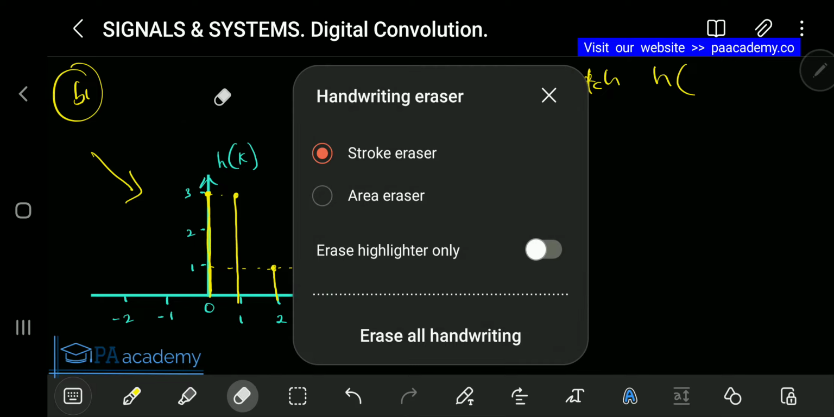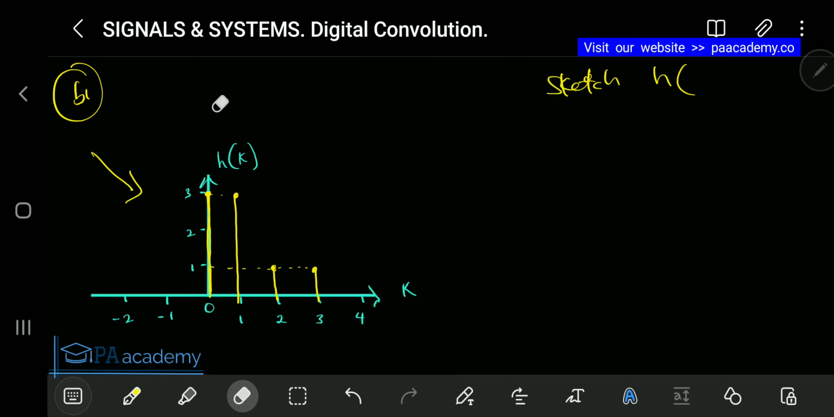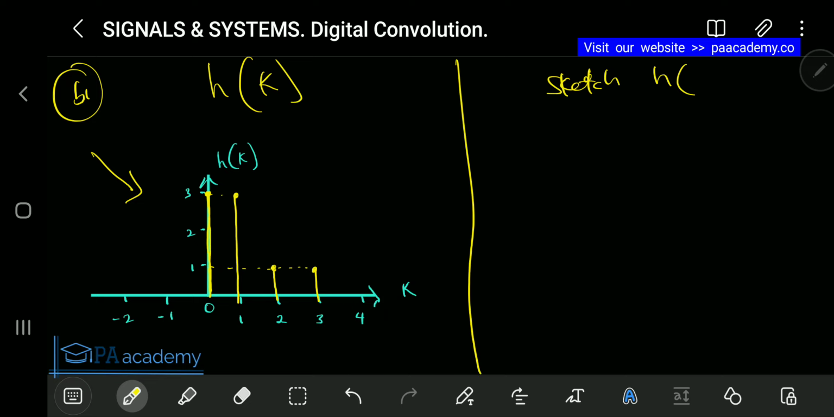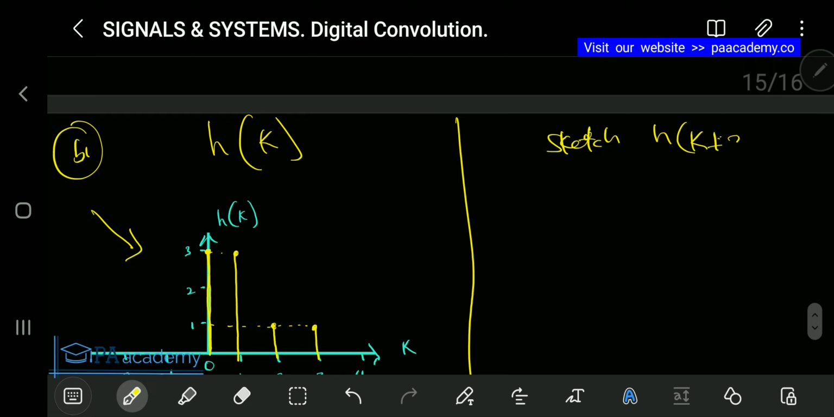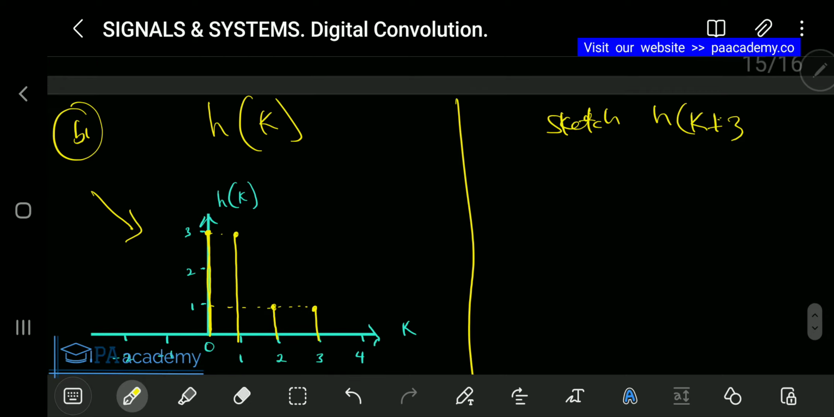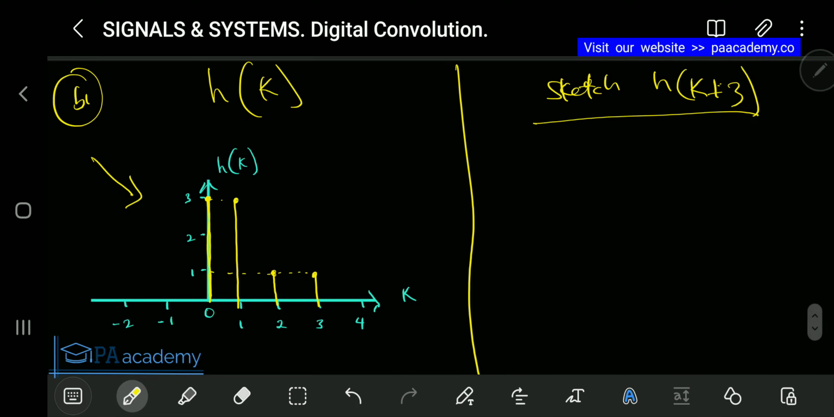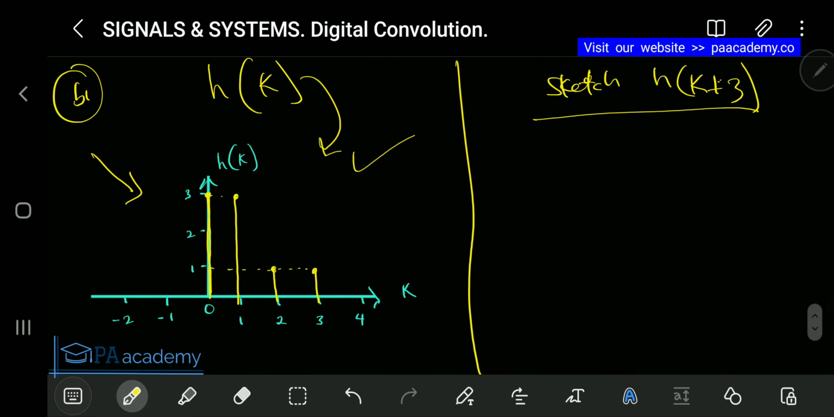So what we have here is h of k, and what we want to sketch here, let me demarcate it. H of k, is it minus or plus? Okay, h of k plus 3, h of k plus 3, so that you can see them side by side. What we have on the left side of the screen is h of k. What we want to sketch on the right is h of k plus 3.